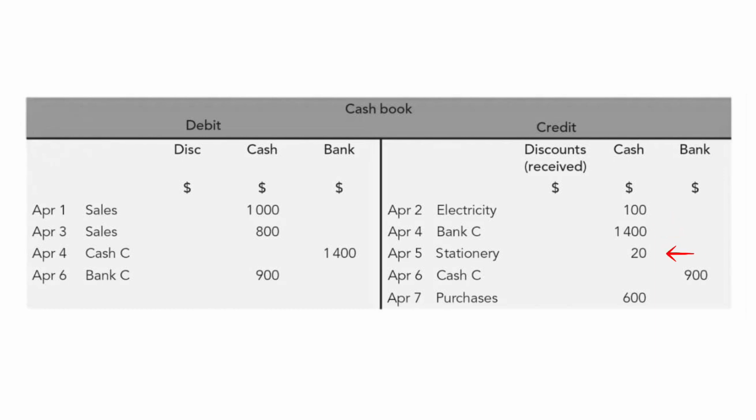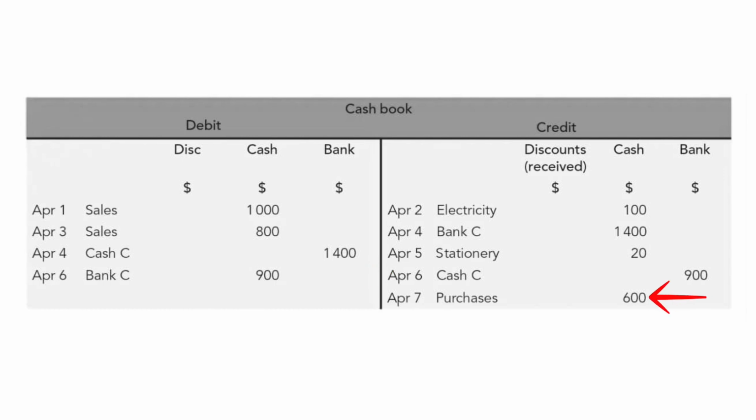Third, on April 5th, stationery, cash of $20. Payment for stationery was made in cash. This reduces the cash balance, so it is credited under the cash column. Fourth, on April 6th, cash C, bank of $900. Money was withdrawn from the bank into cash. The bank balance decreases, so it is credited in the bank column.